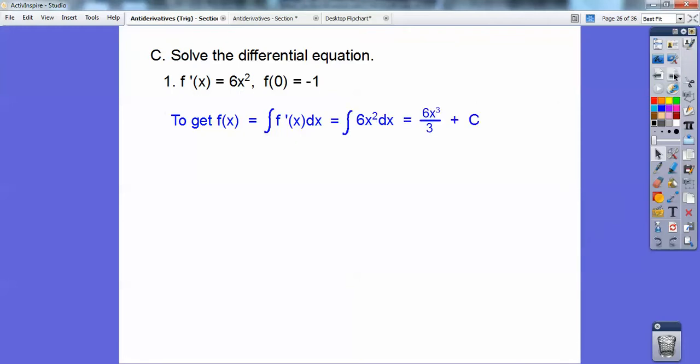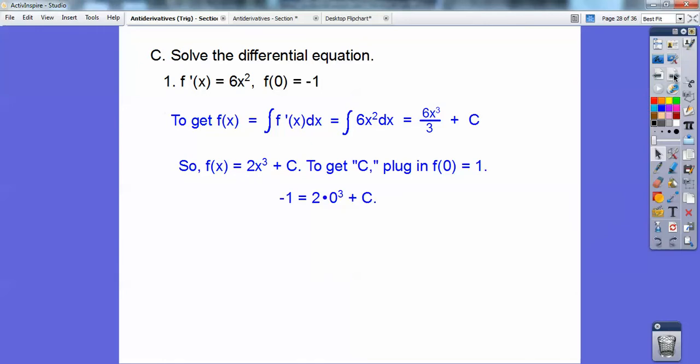Going to integrate the 6x squared right there, and I'm going to add the exponent and divide by 3. So this is going to be 6x to the third divided by 3. That's going to be 2x to the third. So f of x equals 2x to the third plus c. All right, now I'm going to plug in this right here. F of 0 equals negative 1. So I'm going to plug in 0 right there for x, equals negative 1. All right, so I get c equal to negative 1 right there. Okay, so c equals negative 1, so I can plug it in, and there's my function. F of x equals 2x cubed minus 1.